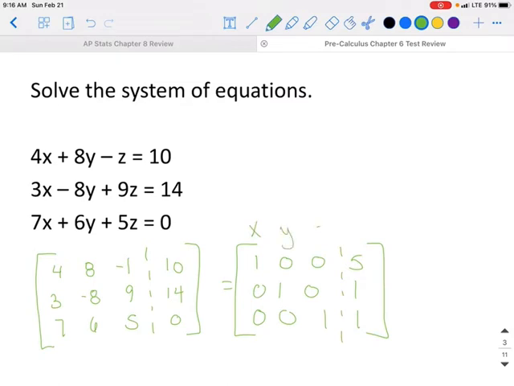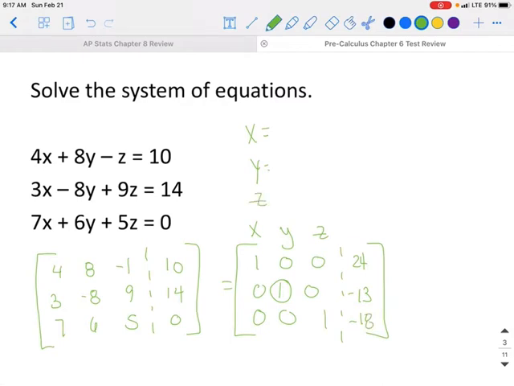Now, this is your X, your Y, and your Z column. So my X value, because I have a 1 under the X, is equal to 5. My Y value is equal to 1. I'm sorry, I'm looking at the wrong one. So if we do this, our answers are actually -24, -13, and -18. I was looking at the wrong problem.